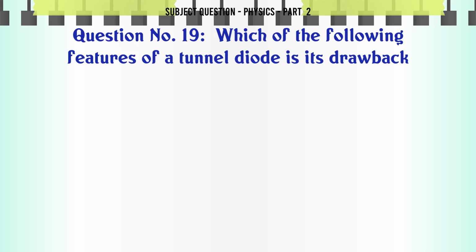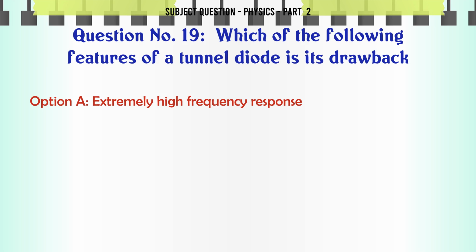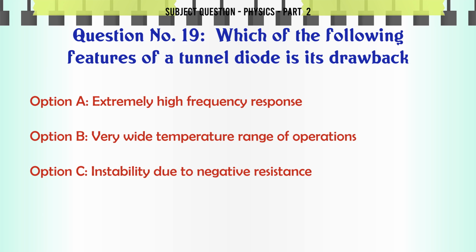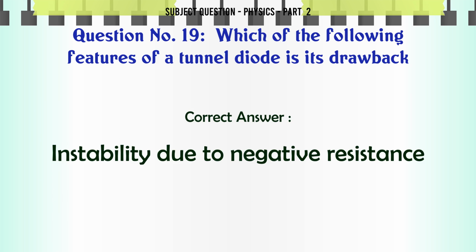Which of the following features of a tunnel diode is its drawback? A. Extremely high frequency response. B. Very wide temperature range of operations. C. Instability due to negative resistance. D. Very low power consumption. The correct answer is instability due to negative resistance.